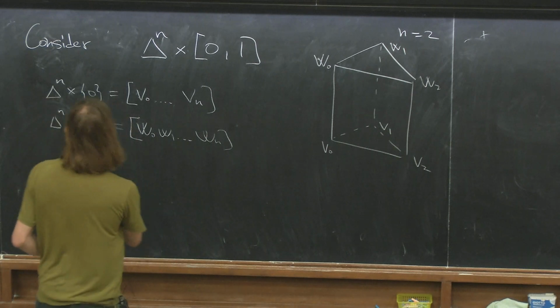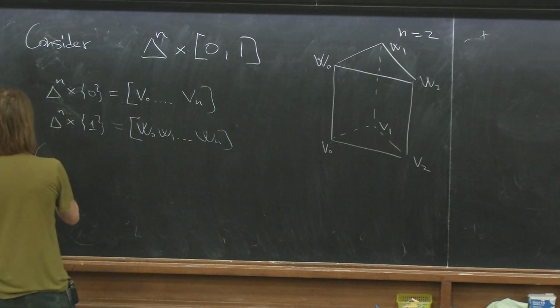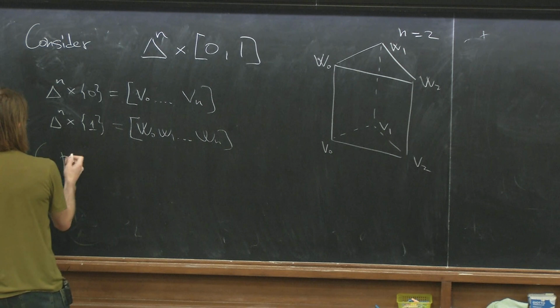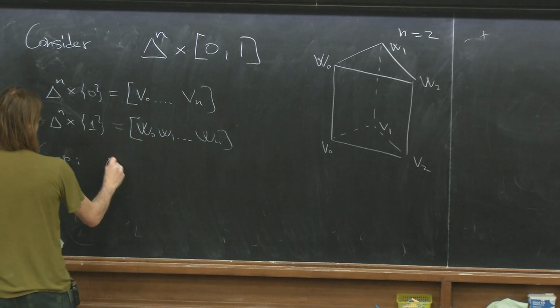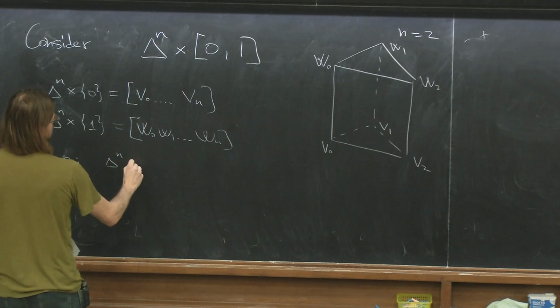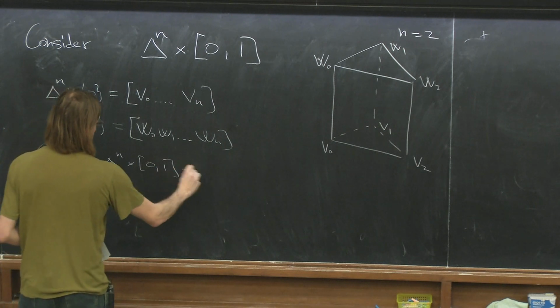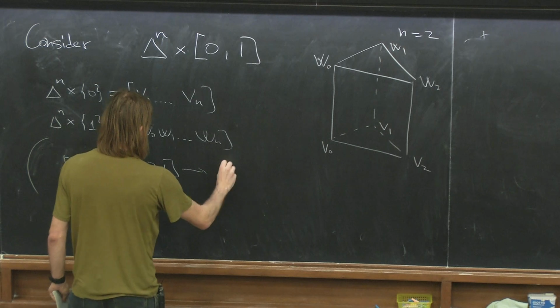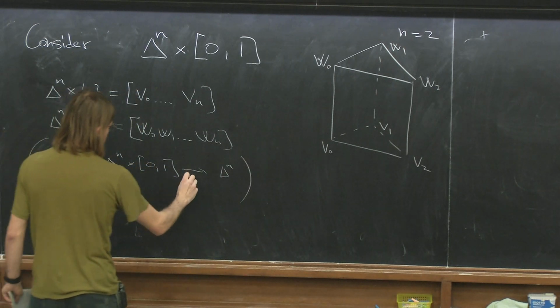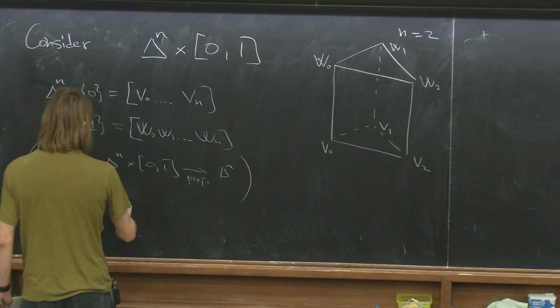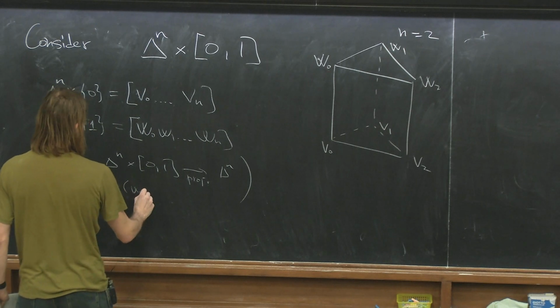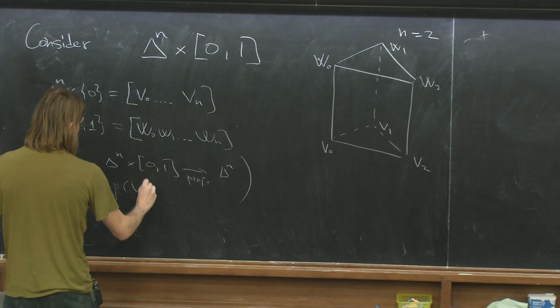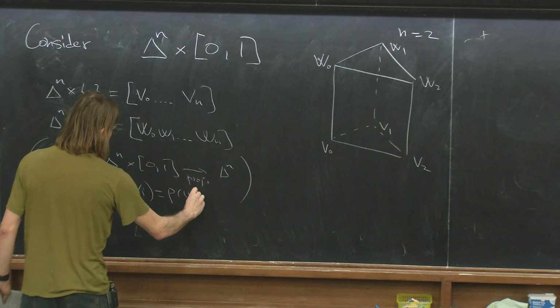Formally, what I said means that if we consider the canonical projection P from this product to delta n, then the projection of Vi is the same as the projection of Wi.